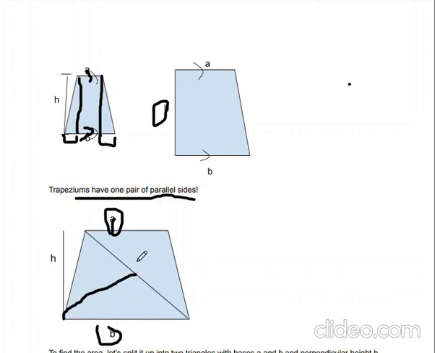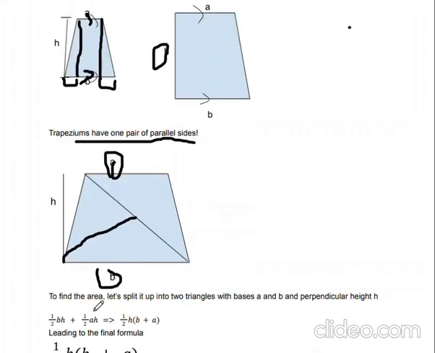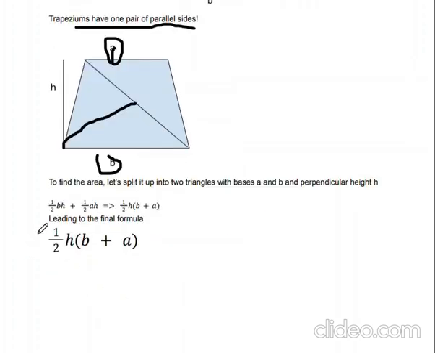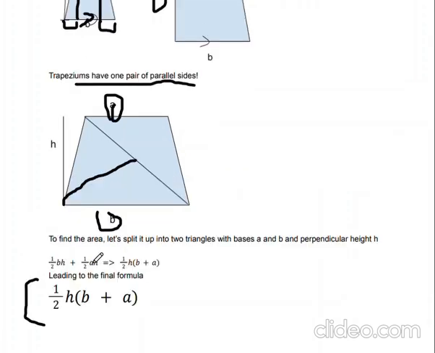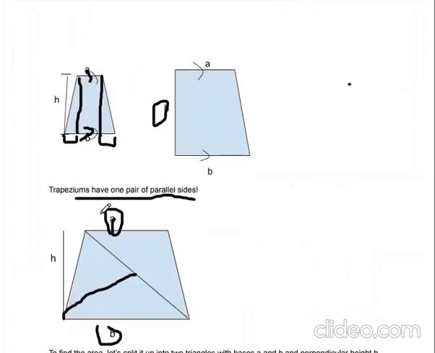So if you split it up into two triangles, you have half base times height: half B in your base times H, plus half A times H. And that's the area of the entire shape, the sum of the two areas. You can factor out the half H, and our final wonderful formula is half H times (B plus A). And that's it. That is how simple it is.